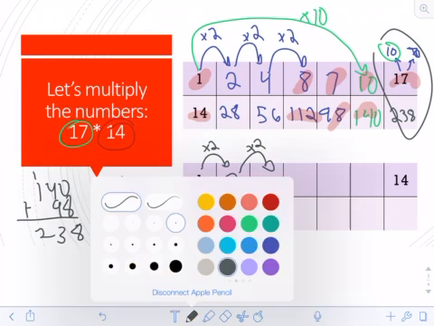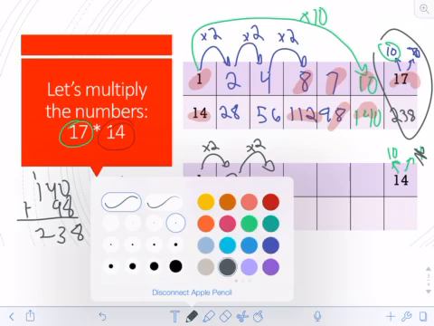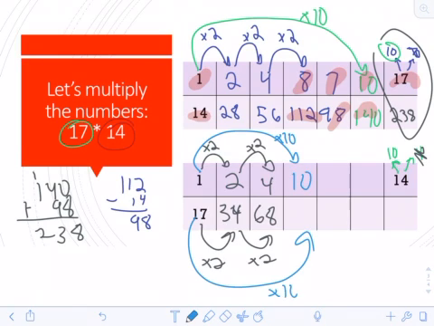So now, I jumped the step. 14, remember, is just 10 and 4. And because of this gray, I already got 4. So now let's get 10. 1 times 10 gives you 10. 17 times 10 gives you 170. So now, all I got to do is say, okay, 4 plus 10 is 14.